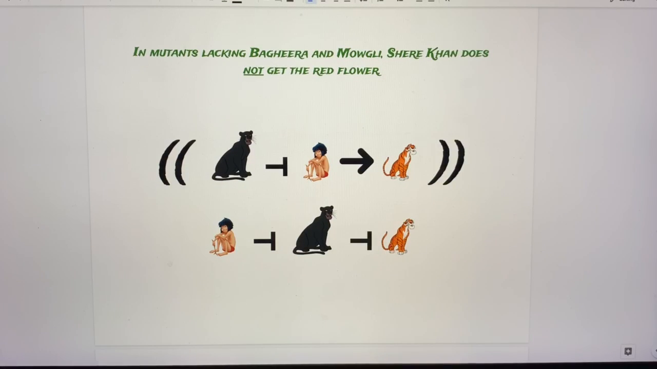For the second double mutant pathway, mutant strains lacking Bagheera and Mowgli result in Shere Khan not getting the red flower. This pathway also has two possibilities. It could go Bagheera inhibiting Mowgli, who activates Shere Khan, or Mowgli inhibiting Bagheera, who inhibits Shere Khan. Pathway 1 is correct because if Mowgli inhibited Bagheera, he would be able to activate Shere Khan and he would get the red flower. Therefore, Bagheera must inhibit the activation of Mowgli so Shere Khan does not get the red flower.